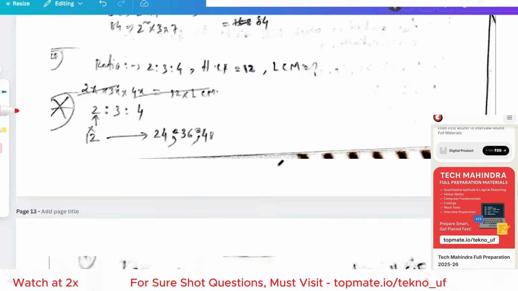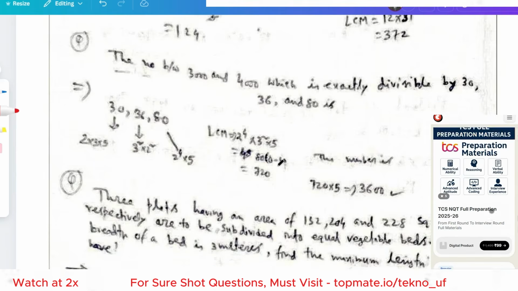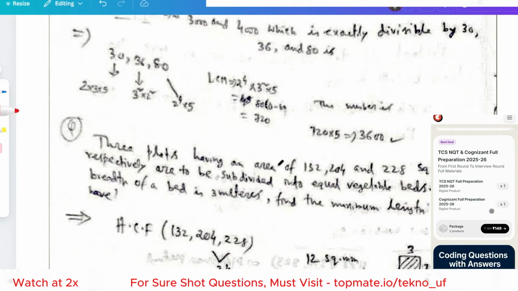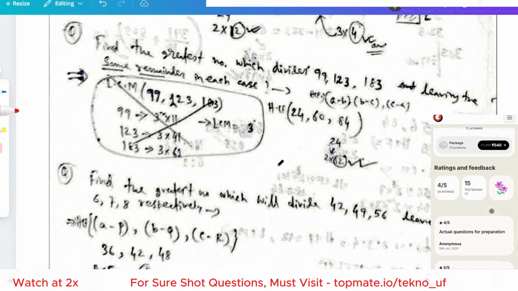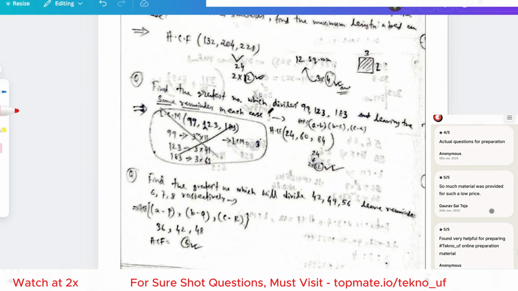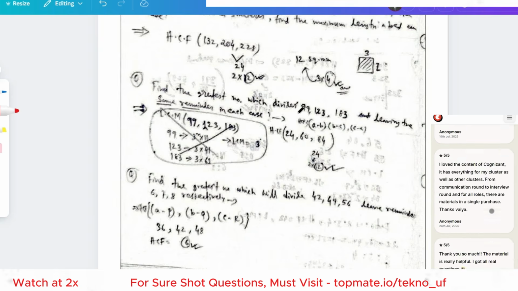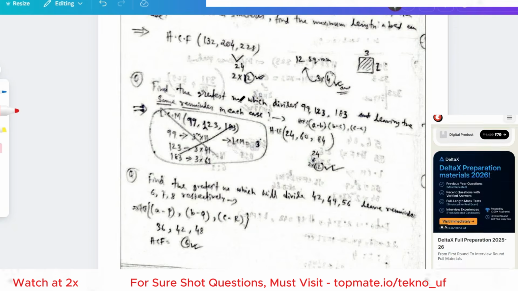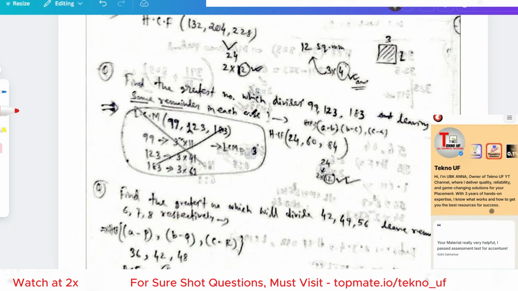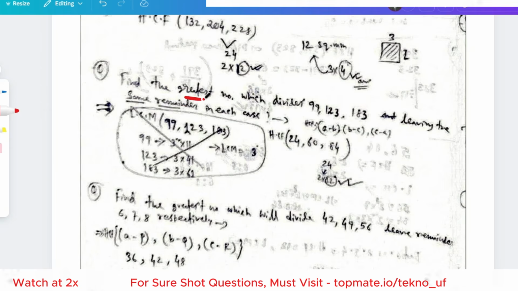So let me show another type of problem. This one is not properly visible, but still let me tell you. Find the greatest number which divides 99, 123, 183, leaving the same remainder in each case. The last time we did it for the least number. Here it is mentioned the greatest number, so obviously you have to go with the HCF process.